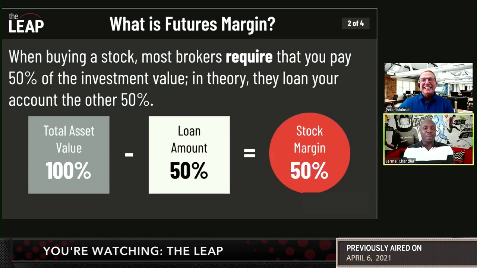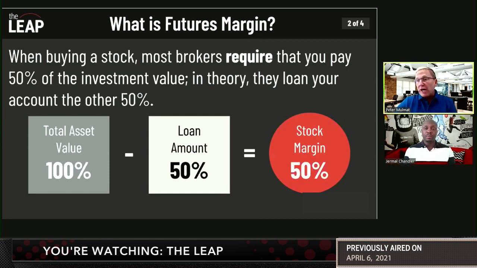Okay. So when buying a stock, most brokers require that you pay 50% of the investment value. In theory, they loan your account the other 50%. So we have total asset value is the 100%, as we talked about. That loan amount is 50% of that, and that gets us to the stock margin of 50%. Right. So your leverage is 2 times. So that's pretty much the best you can do. So our Reg T or traditional margin account gives you margin 2 times of what you're controlling.